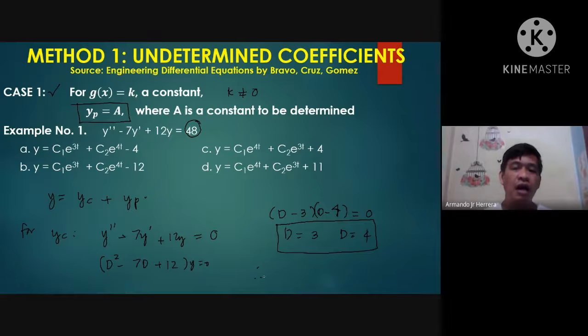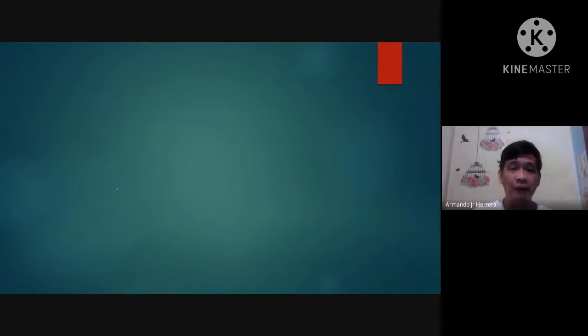So therefore, our yc is equal to c1 e raised to 3x plus c2. Sorry, ang ginamit natin ay t pala as a variable. So, gagamitin natin ay 3t. C1 e to the 3t and C2 e to the 4t. So, tapos na tayo sa YC. So, let's focus on YP. So, paano naman natin isosolve ang YP? So, for YP, since constant siya, di ba, sabi natin, kapag ang g of x natin is a constant, our YP is A.